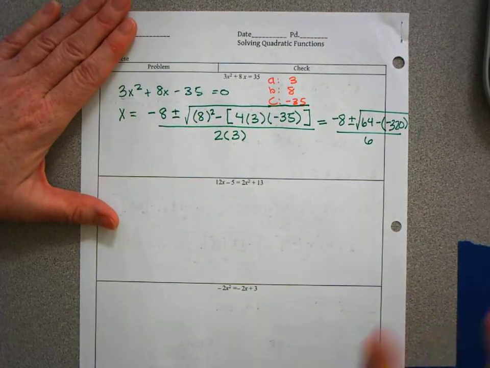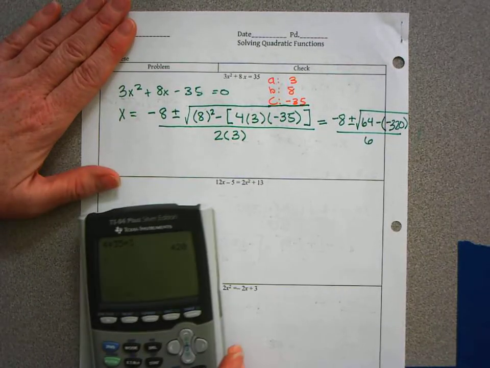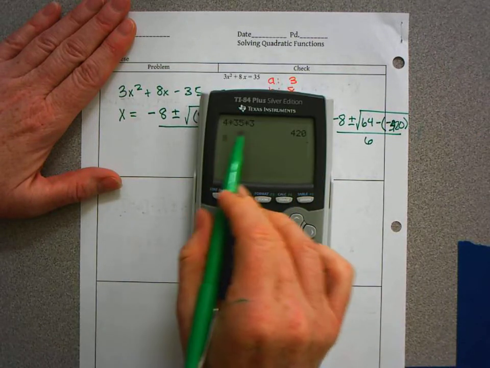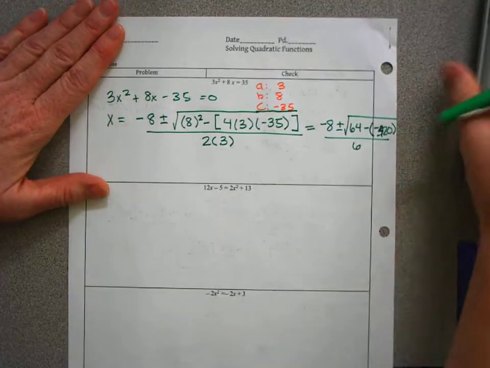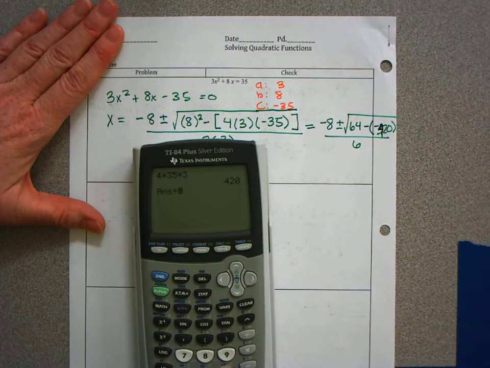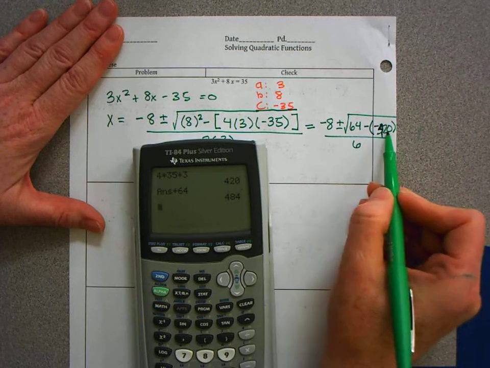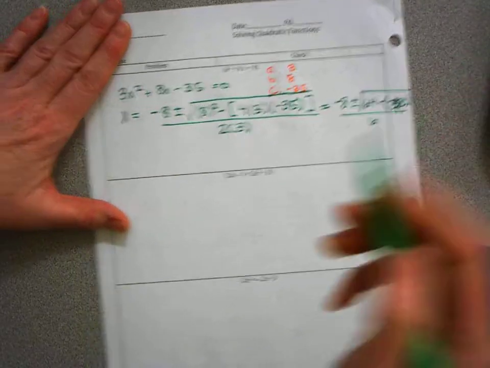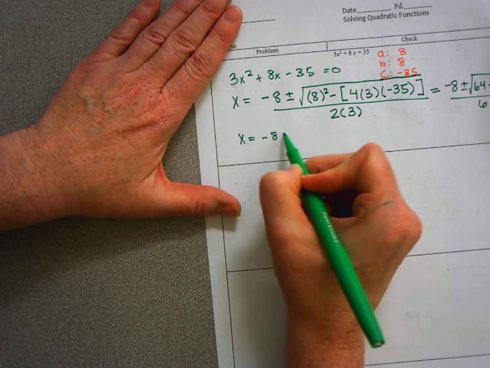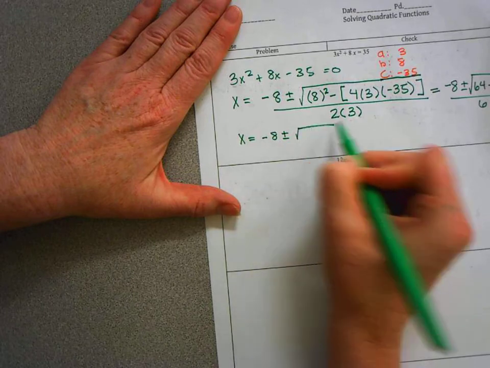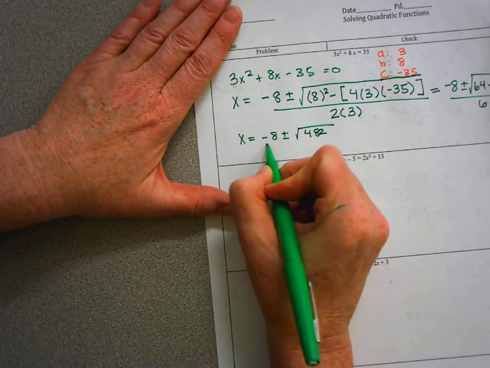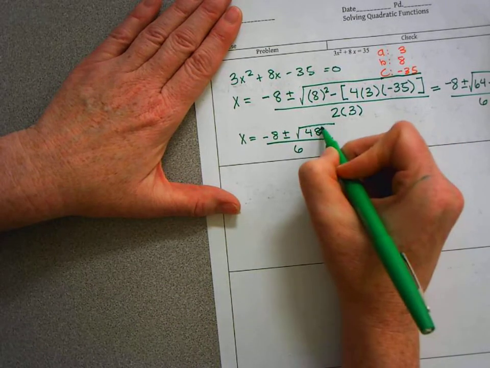And we just keep doing the math. Oh, 420, sorry. I wrote 320. On my calculator, it is 420. So 4 times 35 times 3, and I know it's negative 420. Sorry about that. So this is 64 minus a negative, which is 64 plus 420. So this is going to be x equals negative 8 plus or minus the square root of 484, all over 6.